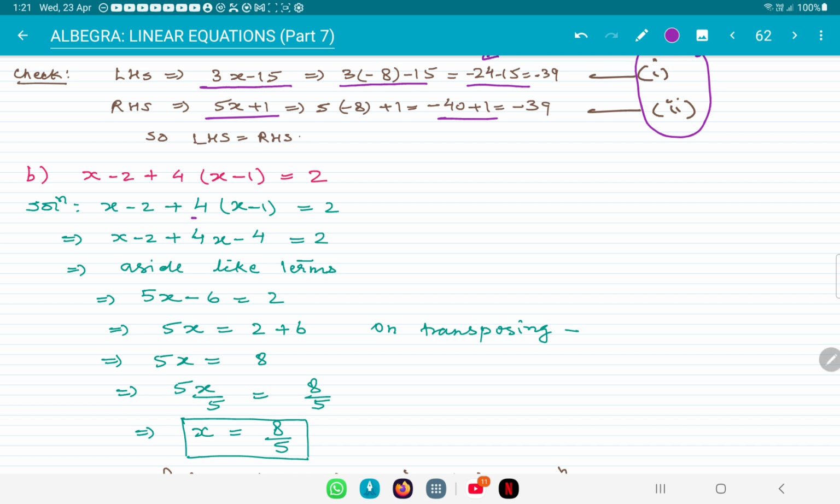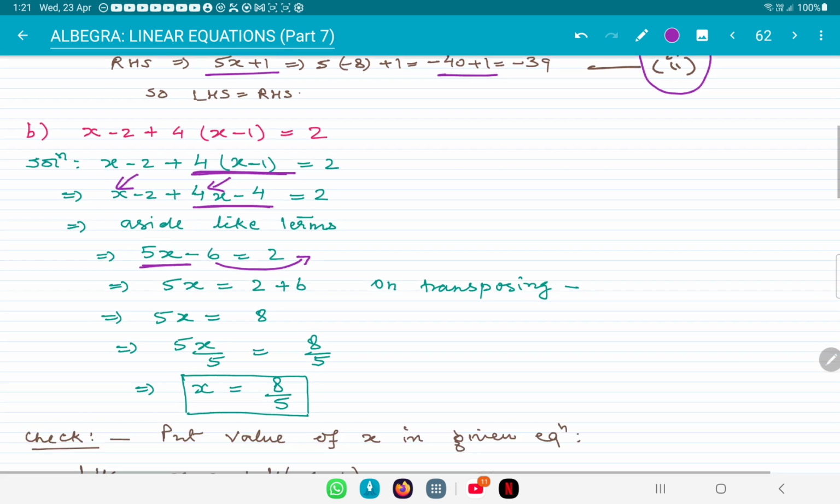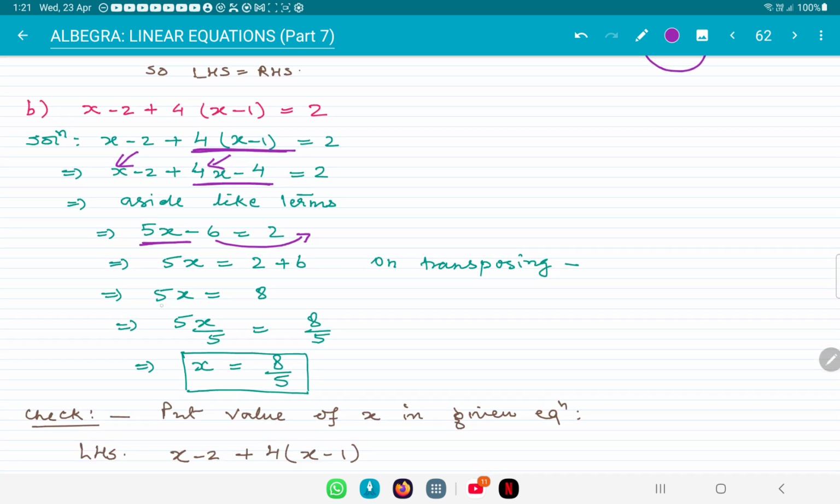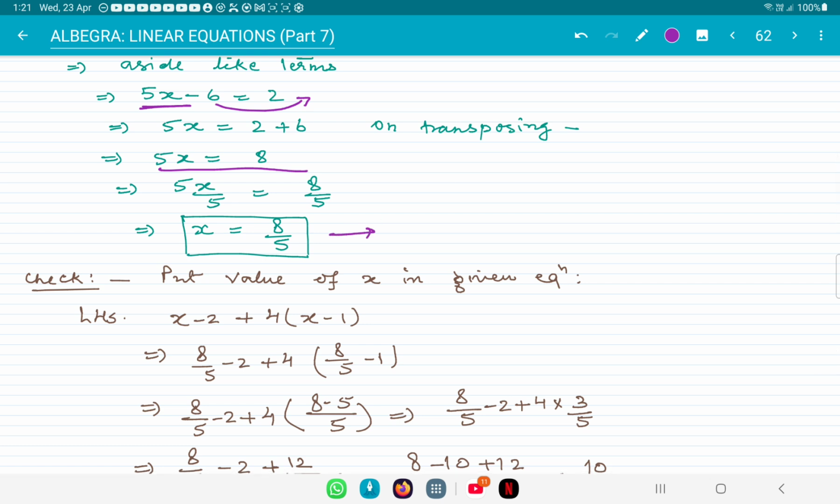In this we use the distributive law, so it will become 4x minus 4. Now see x and 4x, they are like terms, so they will add up, so we get 5x, and minus 2 minus 4 is minus 6, so 5x minus 6 is equal to 2. Now this will transpose to the right hand side, so we get 5x is equal to 8. Now we have to eliminate 5, so we multiply by 1 by 5 on both sides. So the final answer will be x is equal to 8 by 5.